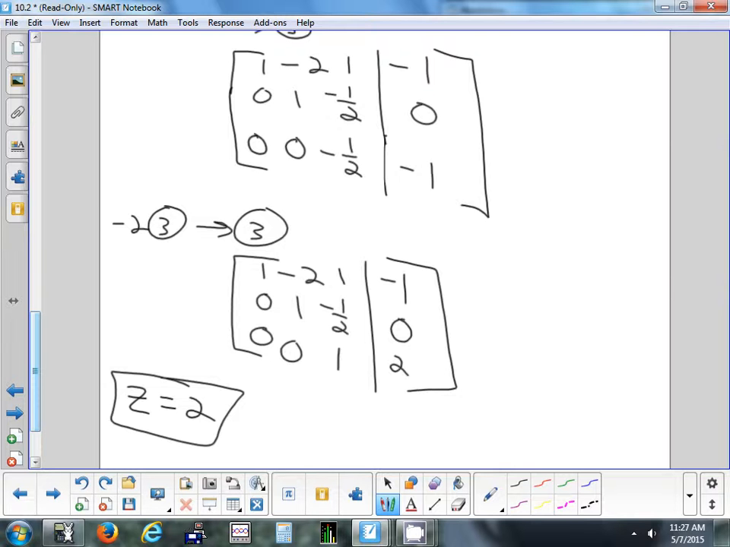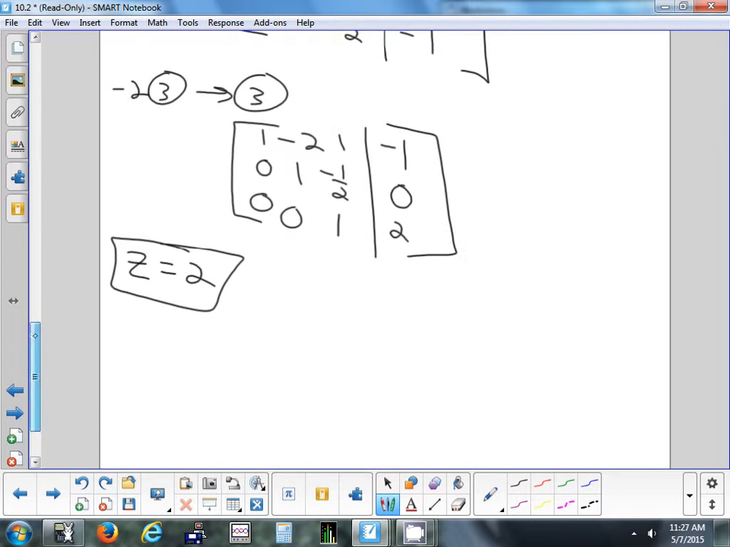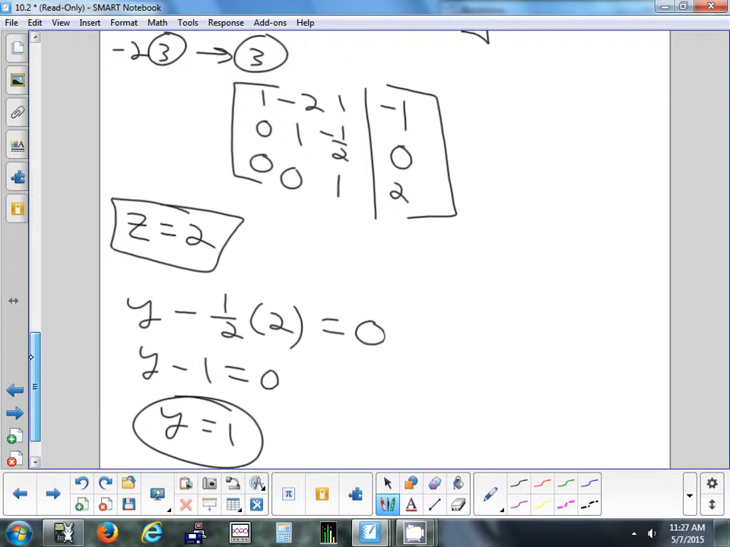Okay. Now we're going to go back to the second equation. It doesn't have the x in it. All it's got is y and z. But we know z. So now we can find y. So the second equation says y minus 1/2 z equals 0. So we get y equals 1.